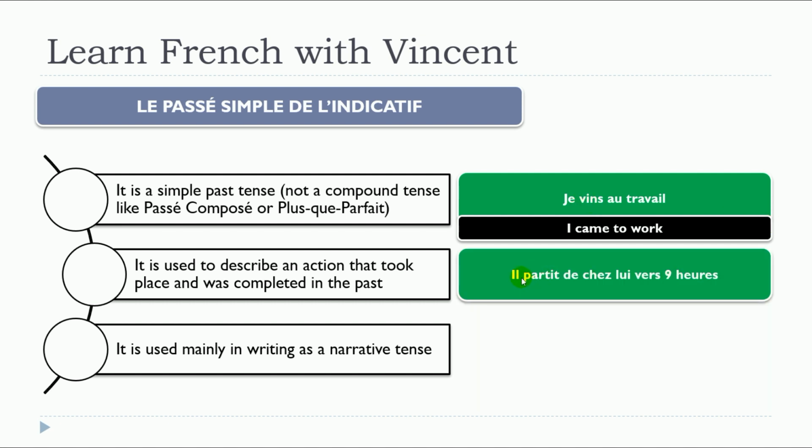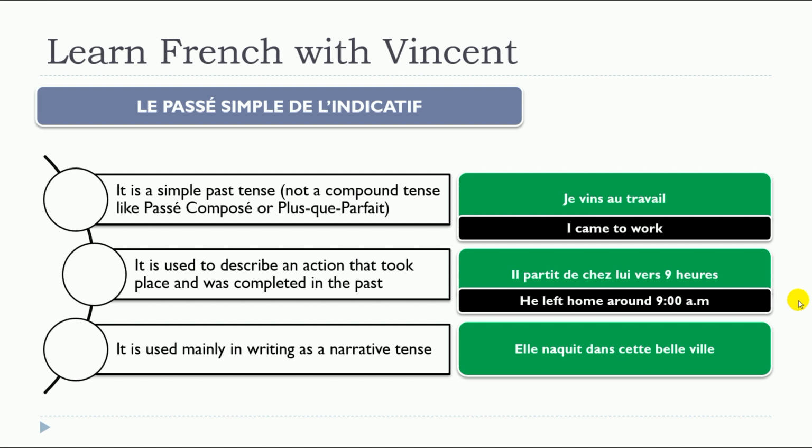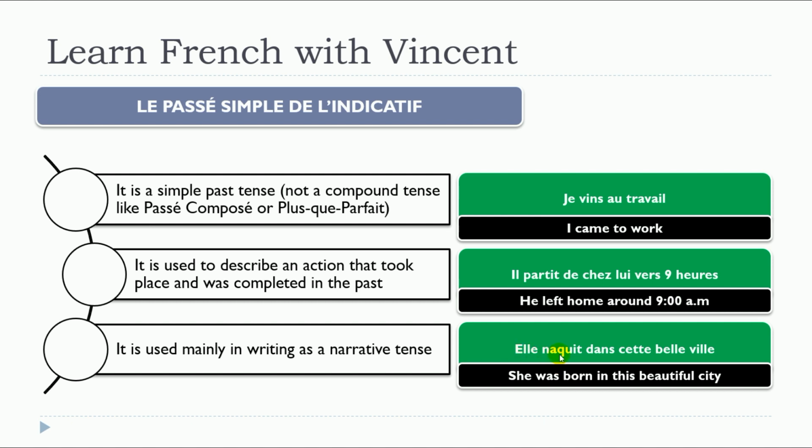Second example, il partit de chez lui vers 9 heures. So the verb is partir, and then it's the third person of the singular. Il partit de chez lui vers 9 heures. Elle naquit dans cette belle ville.